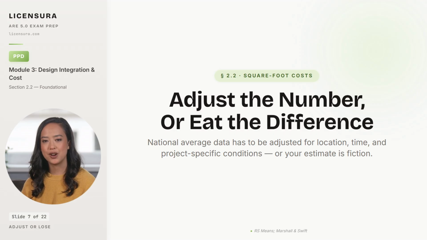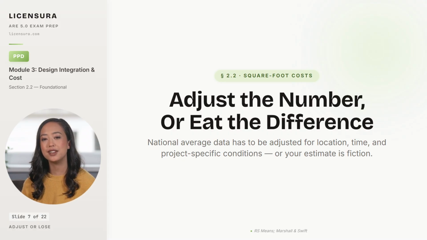Here is the square foot estimating mistake the exam loves to test. Pulling a number out of RS Means at $375 per square foot and quoting it to the owner without a single adjustment for where you are building, when you are building, or what you are actually building. Most architects do this at least once.